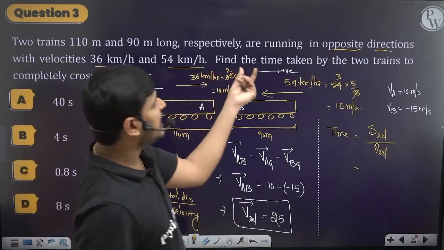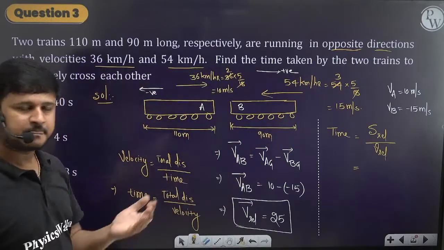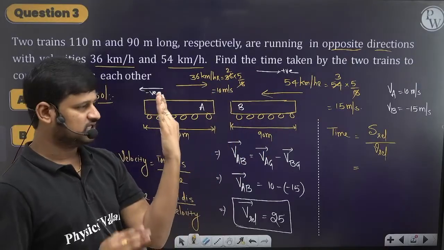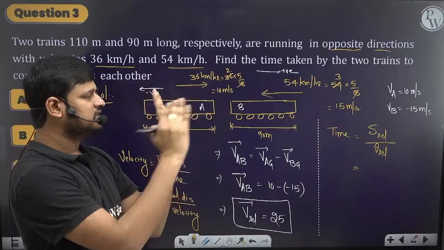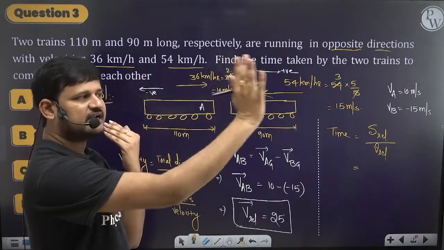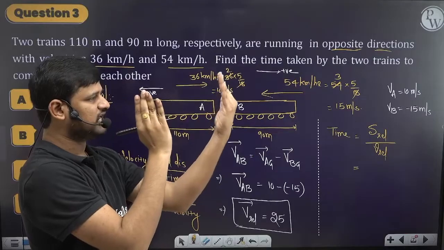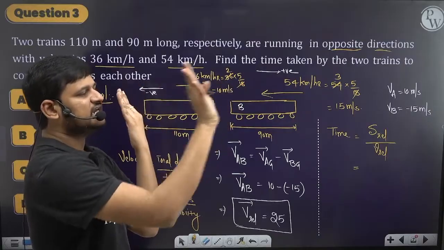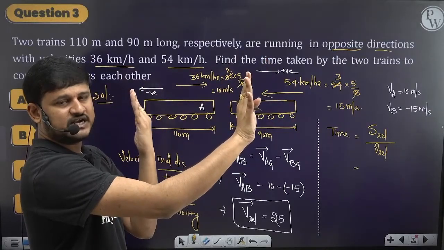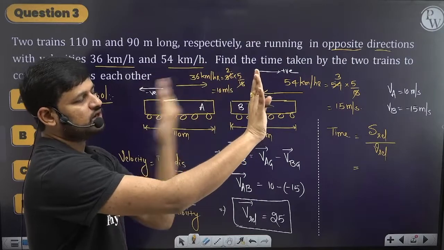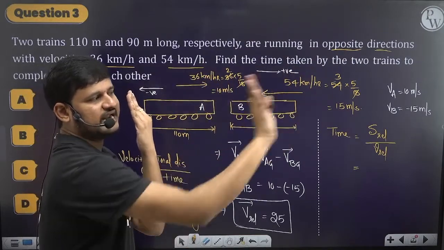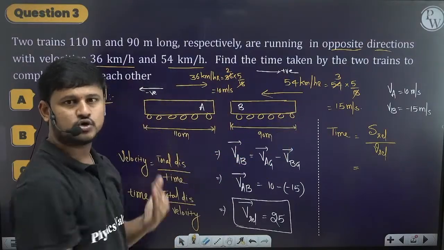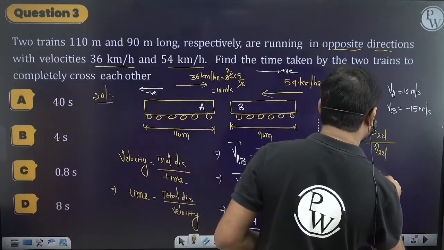The two trains have to completely cross each other. When they completely cross each other, let's suppose train A is coming like this, and train B is coming like this. Then the train 1 end and train 2 end should come like this, yes or no? Train 1 is coming, train 2 is going. Then the first train's end and the second train's end should be like this, and then we say they completely crossed each other. The first train is 110 meters, the second train is 90 meters. So when they are completely crossing each other, the total distance is how much? 200, yes or no? So S relative, I can say 200.